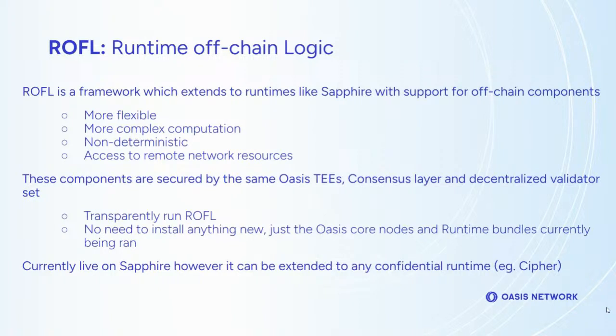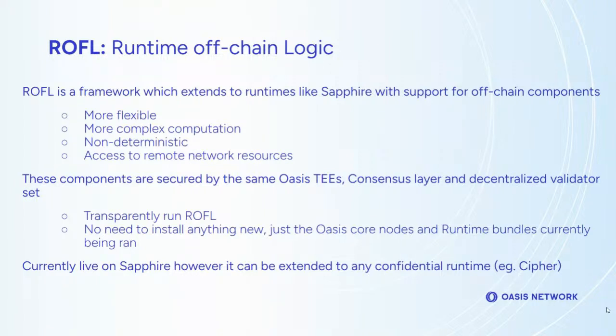ROFL is a framework which extends runtimes like Sapphire with support for off-chain components. It allows for more flexible, more complex computation that's non-deterministic, which blockchains obviously can't do since they have to be deterministic, and it allows for access to remote network resources. They're secured by the same TEEs, or trusted execution environments, the little black boxes that I talked about with Sapphire. They're secured by the same consensus layer and the same decentralized validator set. So this means that you can transparently run ROFL. There's no need to install anything new, just the Oasis core nodes and runtimes need to be run, and you're good to go with ROFL.